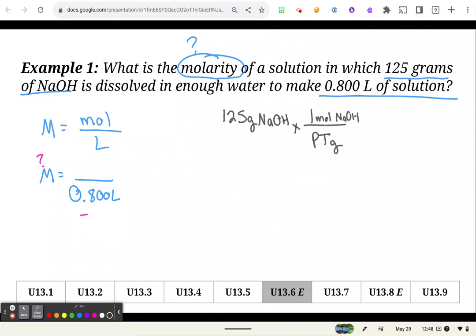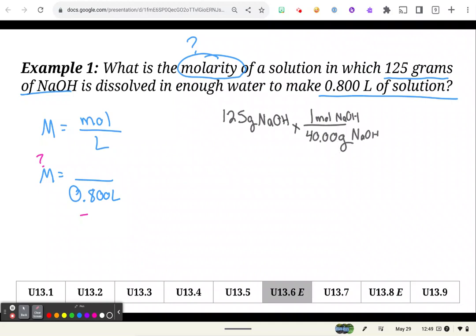So if I find these things in the periodic table, I've got 22.99 plus 16 plus 1.01. So I end up with 40 as my gram number down there. So I've got 40.00. Those 00s are important.